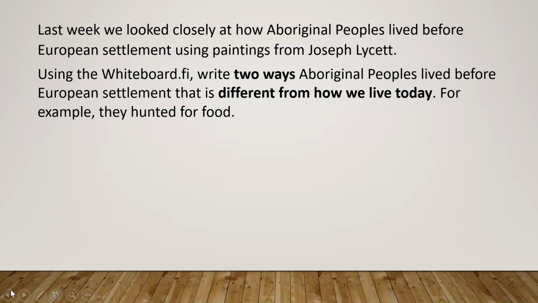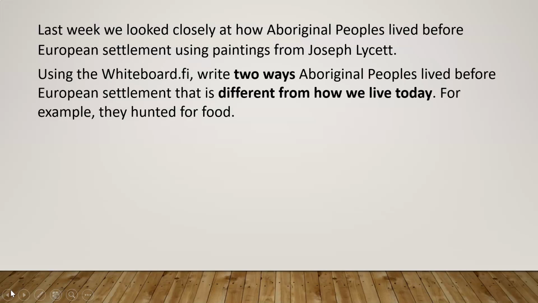So last week we looked closely at how Aboriginal peoples lived before European settlement using paintings from the convict Joseph Lycett. As a warm-up today, what I would like you to do is pause this video and think of 2 ways Aboriginal peoples lived before European settlement that is different from how we live today. For example, they used to hunt for food. We certainly don't do that in Australia now.